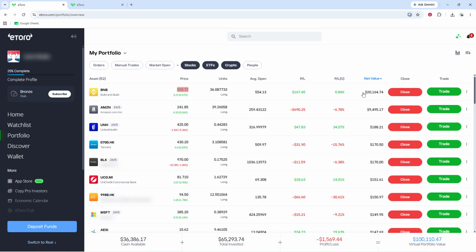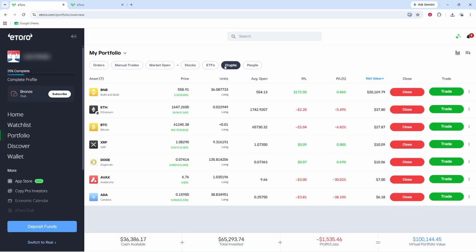At the top of the portfolio page, you'll notice several tabs such as Stocks, ETFs, Crypto, People, and possibly others depending on what you've invested in. These tabs are there to help you filter your holdings by asset type. So if you only want to review your crypto positions, for example, you can click Crypto and narrow your view instantly. This makes the dashboard much easier to read, especially if you hold a mix of different investments.